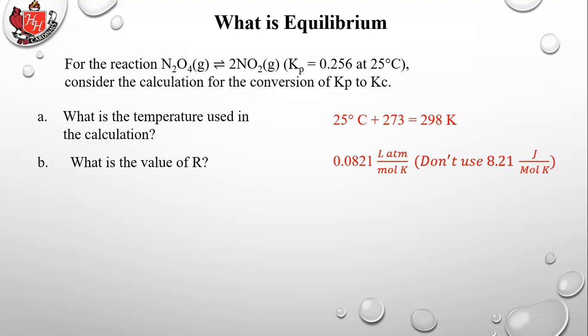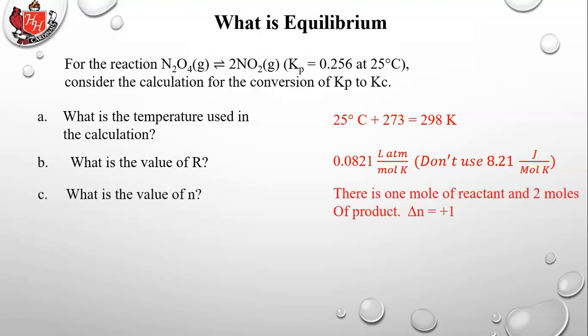Don't use the other value of R, that's the 8.21 joules per mole Kelvin. I believe that's 8.31, so that's a typo. What is the value of delta n? There is 1 mole of reactant and 2 moles of product. So if you look up there, N2O4, there's 1 mole, and over on the right side, there's 2 moles of NO2. So therefore, that's an increase of 1 mole. So delta n equals plus 1.